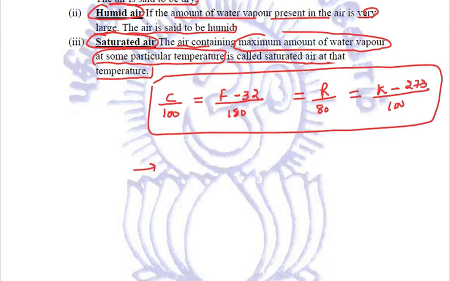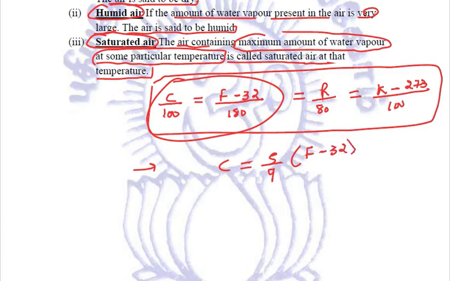Second thing, of representing the temperature on degree Celsius and Fahrenheit, the temperature on degree Celsius can be calculated by the formula which has come from this above equation only, that is 5 by 9 into the temperature on Fahrenheit scale minus 32.